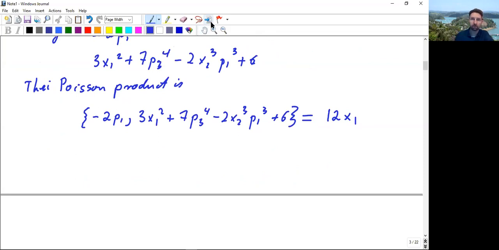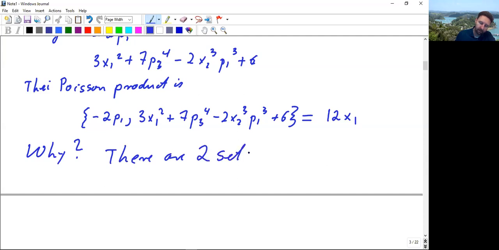So what are the rules? Well, there are two sets of rules for the Poisson bracket that define the Poisson bracket.